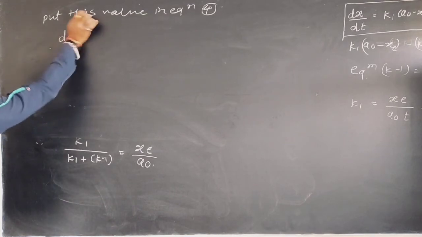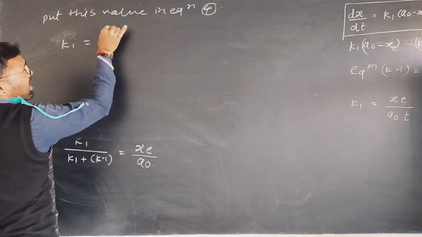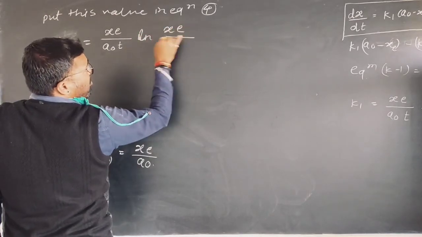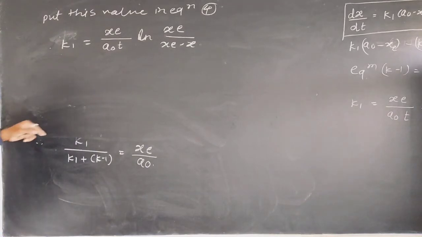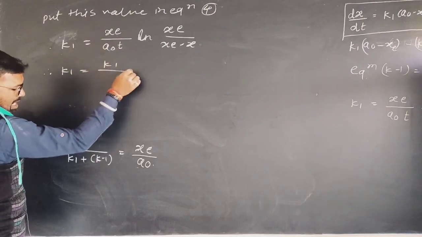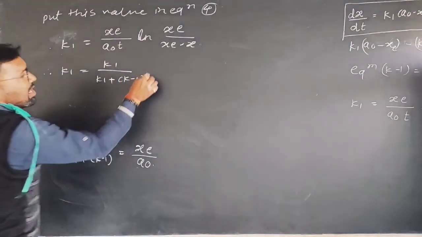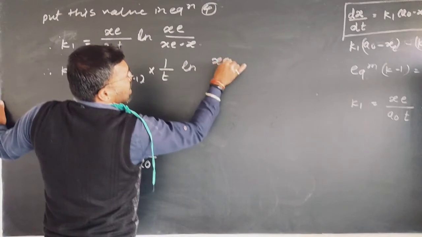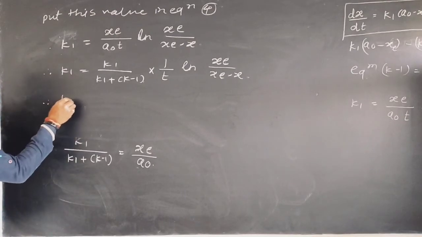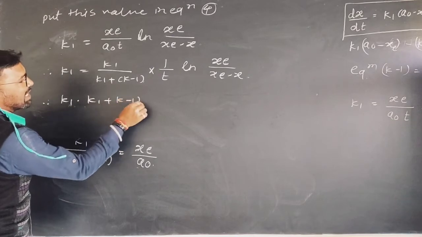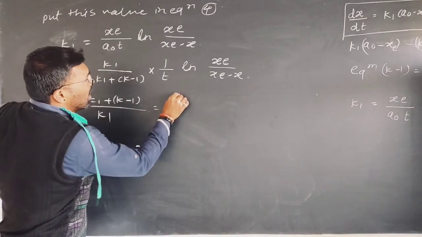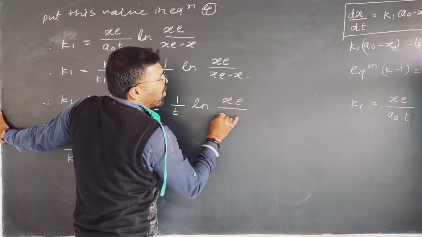Equation 4, I write once again: K1 is equal to Xc upon A0 into 1 upon t logarithm Xc upon Xc minus X. Putting the value of Xc upon A0 in this equation, I write K1 Xc upon A0, which is equal to K1 upon K1 plus K minus 1 into 1 upon t, remaining as it is, ln of Xc upon Xc minus X. This term comes to this side, so K1 into K1 plus K minus 1 divided by K1 is equal to 1 upon t into logarithm Xc upon Xc minus X.